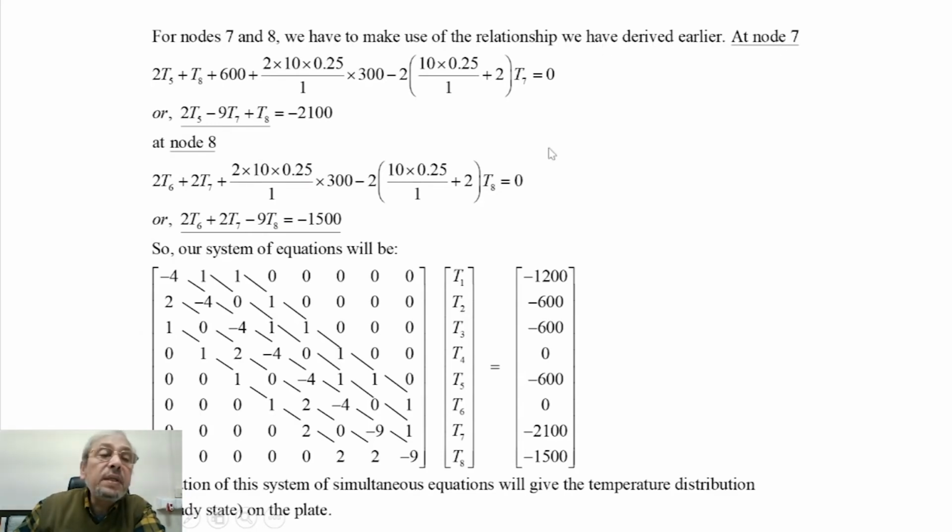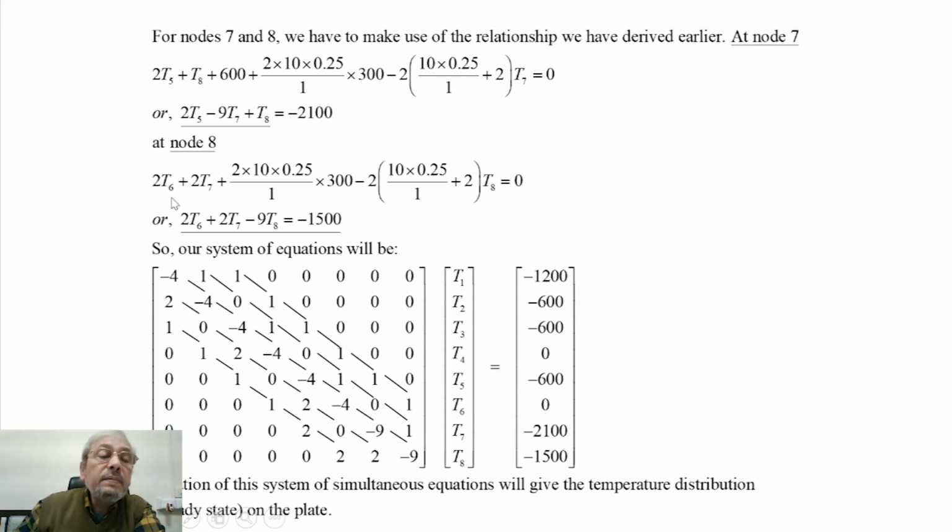So at node 7, it will be 2 times T5 plus T8 plus 600, plus 2 times h delta X by k into T infinity, minus 2 times (h delta X by k plus 2) into Tij, here it is T7. So we get this equation.